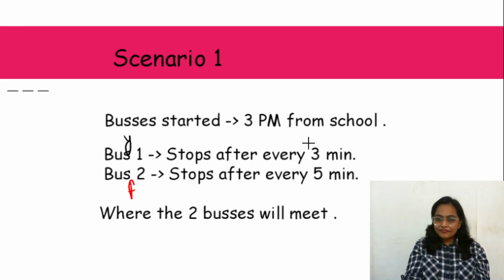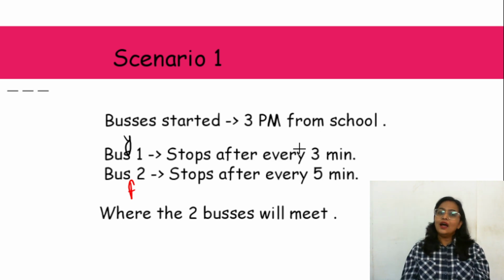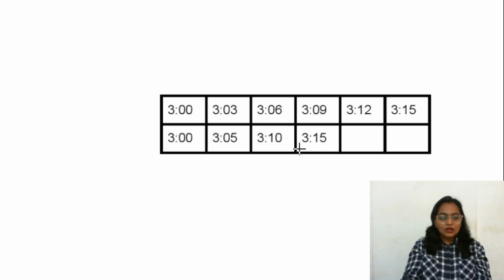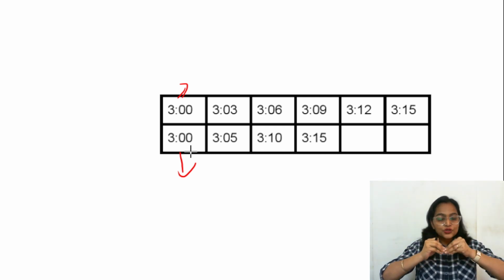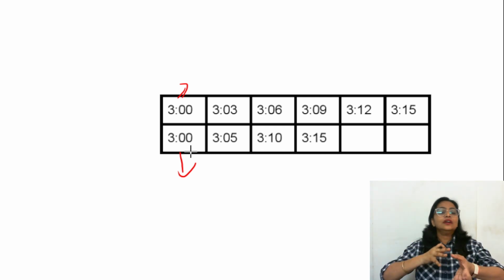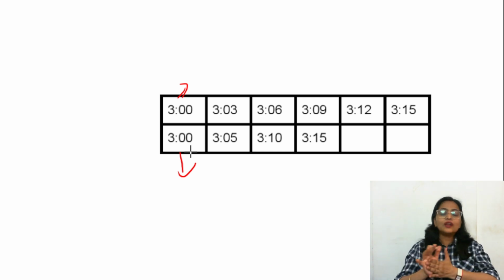Your bus stops after every 3 minutes, and your friend's bus stops after every 5 minutes. Now what happened is that your bus started at 3, your friend's bus started at 3. Now suddenly you realize that your watch is with your friend. Now you have to think where the two buses will stop together so that you can go and get your watch back from your friend.